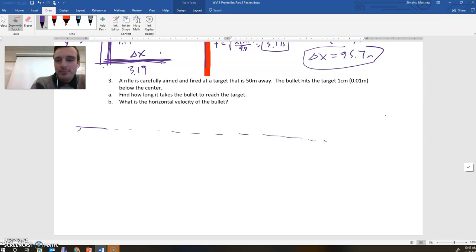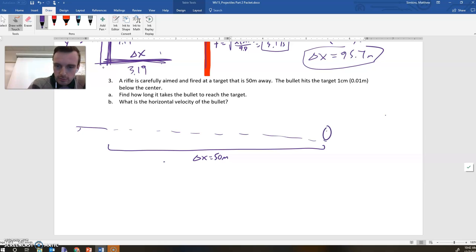It's crazy stuff. You have to adjust for that force of gravity pulling the projectile down. So you got to carefully aim it, and it looks like in this case our target is 50 meters away. And the bullet hits the target. Here's a little bullseye guy. All right, the bullet hits the target 1 centimeter below the center. All right, so there it is.